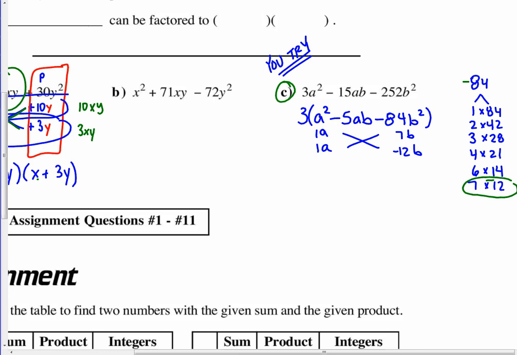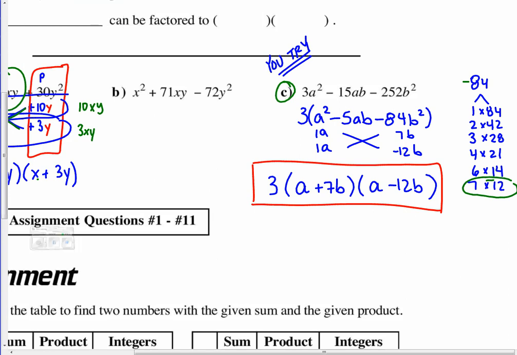So factored form, don't forget to put what? 3 has to go outside the brackets. Good. And then we have 2 sets of brackets. What are they? a plus 7b and a minus 12b. You could put the a minus 12b first and then the a plus 7b. It doesn't matter. There's your answer.